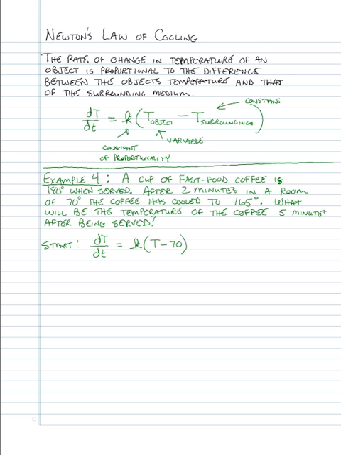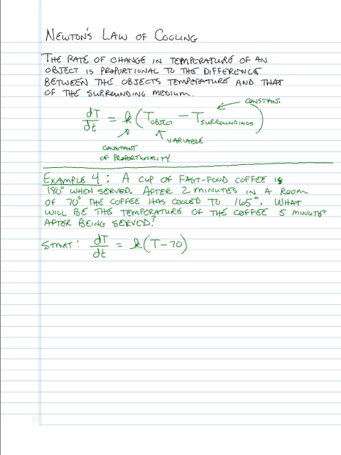Now we need to solve that differential equation, because what we need is a formula for T. We need to know what the function T is, the temperature of the coffee at any given time. And if we come up with that, all we need to do is put 5 minutes in for t, and we'll be able to calculate the temperature.